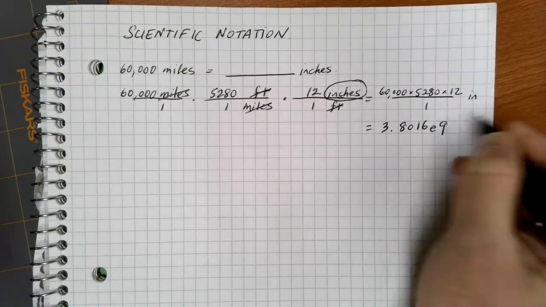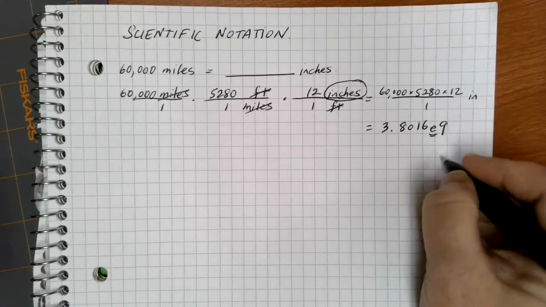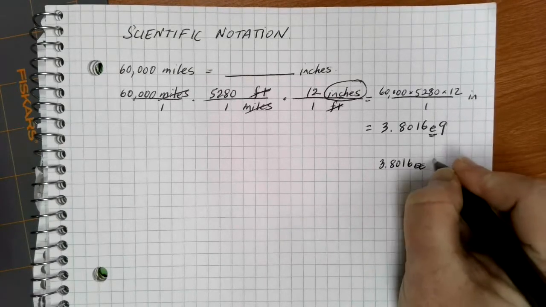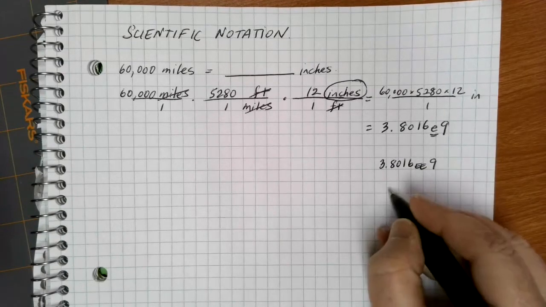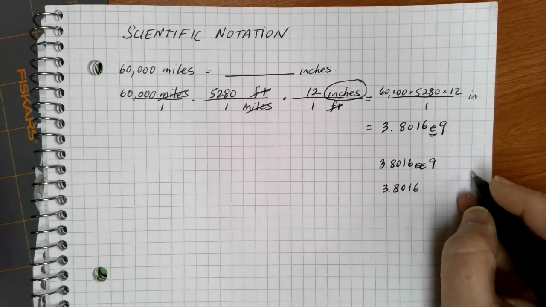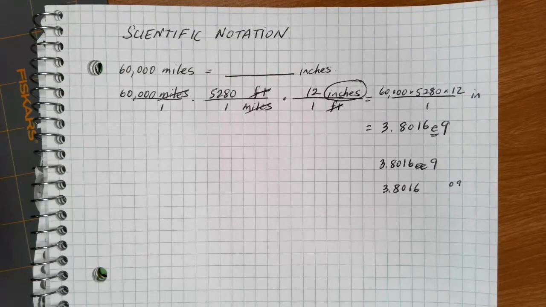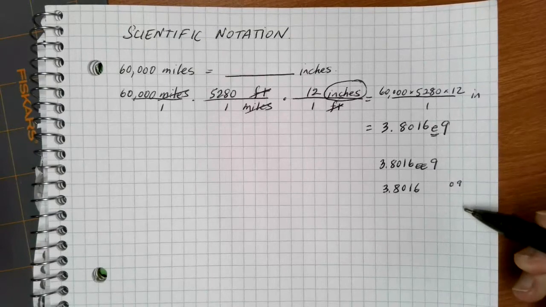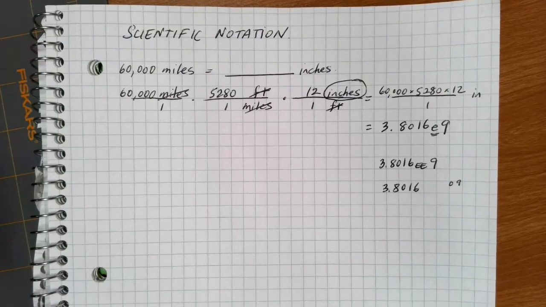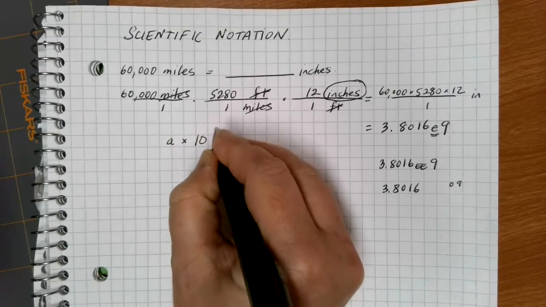3.8016 E9. Now, depending on the calculator that you use, sometimes instead of E, you'll see this written as 3.8016 with a little EE like this. Other times, you'll just see the 3.8016, and then over on the far side of the screen, you might see something like 09 as a little number written above. All of these are different indications that the answer you're getting is large and in scientific notation. Scientific notation is always written in this form.